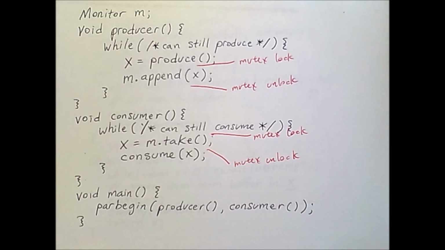So that is how you can solve the producer-consumer problem using either semaphores or a monitor with condition variables.